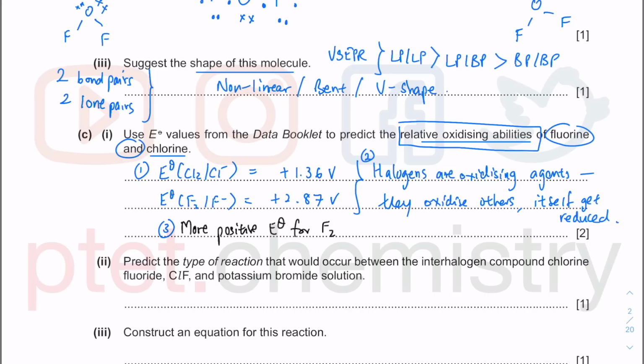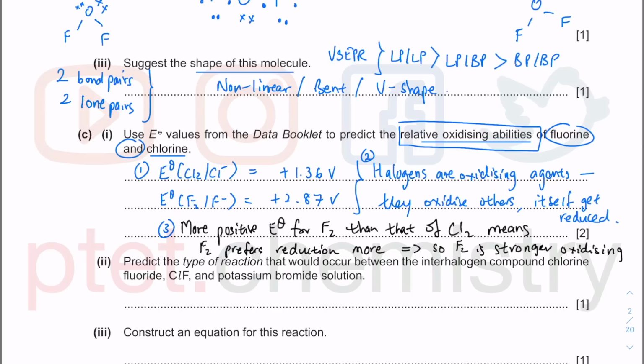for fluorine than the E naught of chlorine means fluorine prefers reduction more, as it favors the equilibrium more to the right hand side. It prefers to gain electrons more, it prefers to get reduced more, and therefore fluorine is the stronger oxidizing agent. So fluorine is the stronger oxidizing agent because it prefers to be reduced more. So that is what the question really wants there.